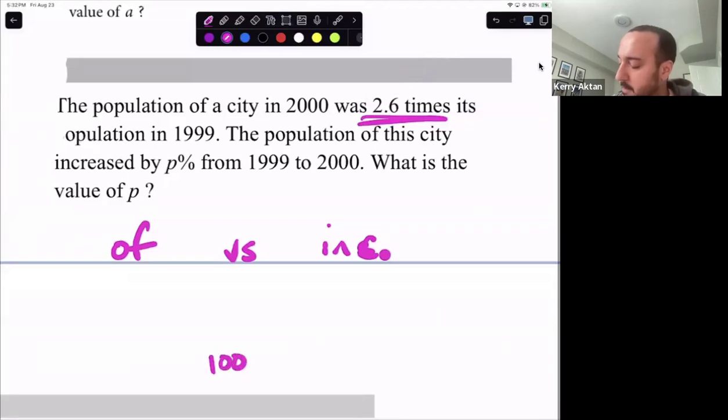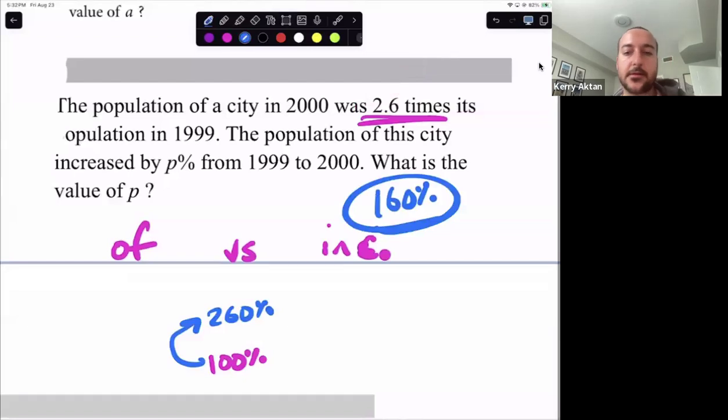Remember that everything starts with 100%. Jack, if I start with 100% and I end up with 260%, how much of an increase was that? That was an increase of 160%. The answer here is 160%. And we'll do another one of these in a second. But this is a big, big trap. All of your friends who aren't studying are all going to put 260 here.